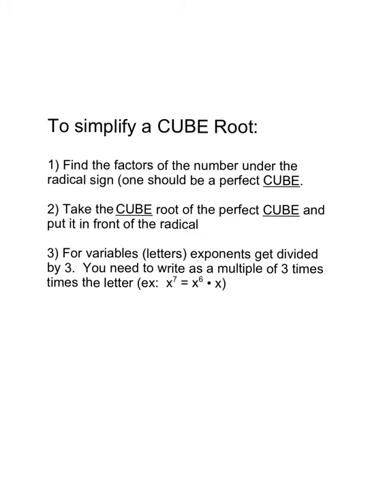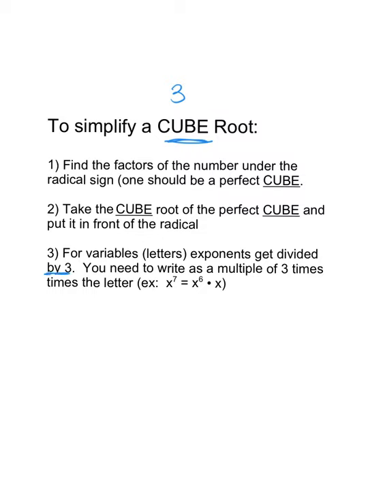So to simplify a cube root, now we're talking about cube roots, that means a 3. We're going to find the factors of the number under the radical sign. One should be a perfect cube. We're going to take the cube root of the perfect cube and put it in front of the radical. For the variables, the letters, our exponents need to be divided by 3.